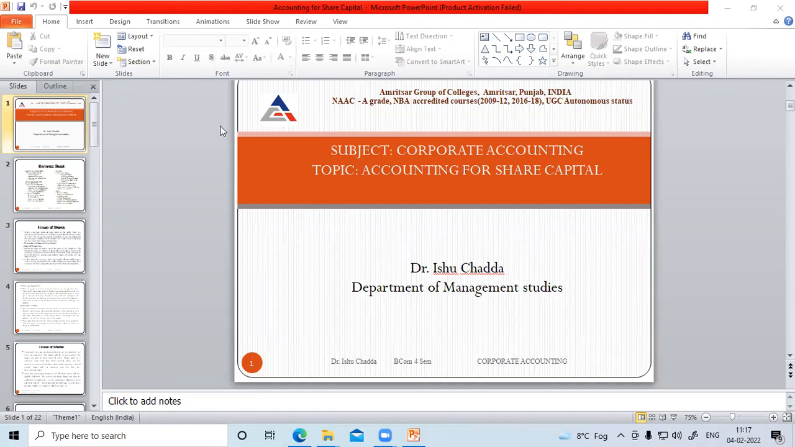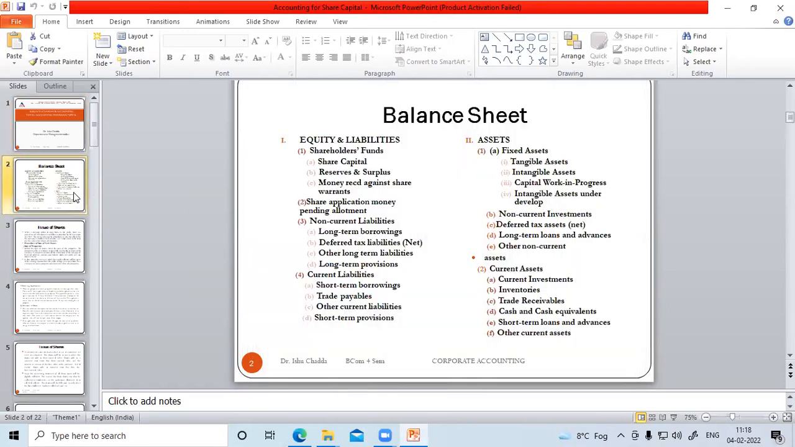So today we are going to start with some general entries of share capital, that is, accounting for share capital. Firstly, we will see what the balance sheet of the company must comprise of. As we all know, it consists of equity and liabilities on one hand, and the other side consists of assets, and these both sides have to be equivalent. Basically, on the equity and liability side, we have shareholders' funds, which consist of share capital, reserves and surplus.